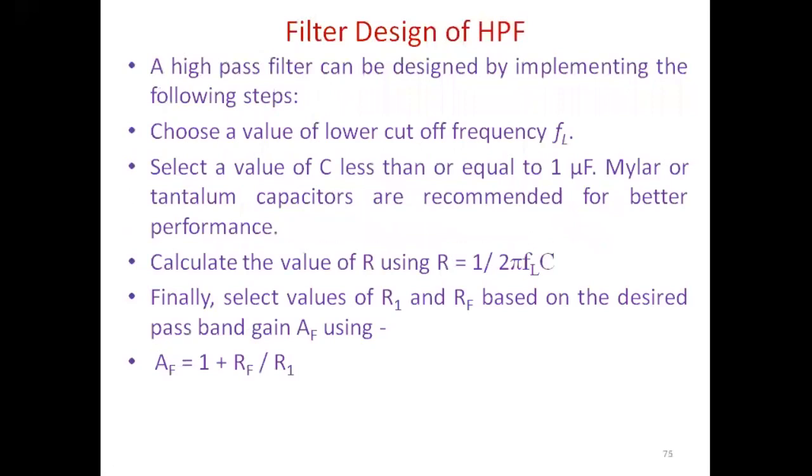Design equation for the high pass filter. This design equation is totally similar to the design equation of the low pass filter. So select a lower cutoff frequency FL, choose a value of C equal to 1 microfarad or 0.1 microfarad, and substitute in the equation: frequency F equals 1 by 2 pi RC, so R equals 1 by 2 pi FL C. Finally, calculate the pass band gain AF equal to 1 plus RF by R1.